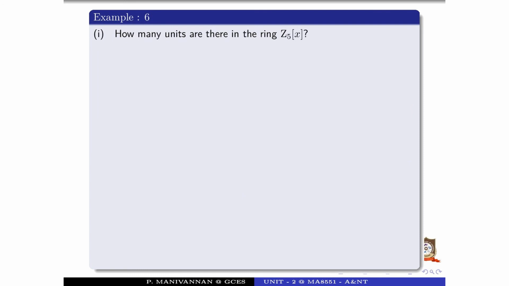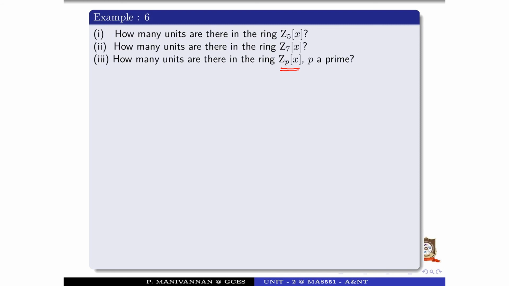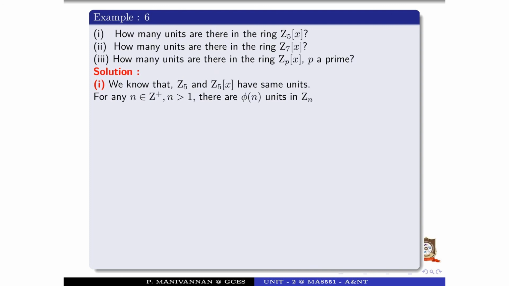How many units are there in the ring Z5[x]? How many units are there in the ring Z7[x]? Zp[x]? What is the result? By the above example, Z5 and Z5[x] have the same units when Z5 is an integral domain. For any n belongs to Z+, n greater than or equal to 1, there are phi(n) units.